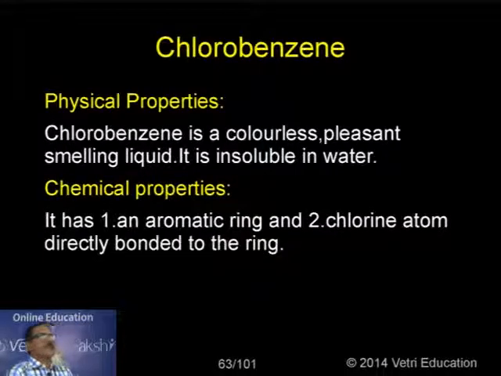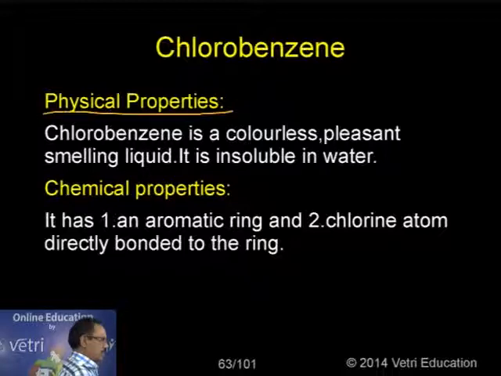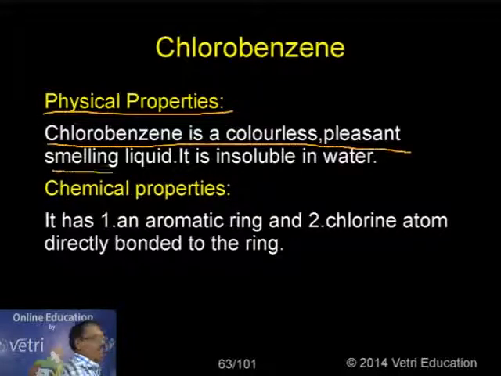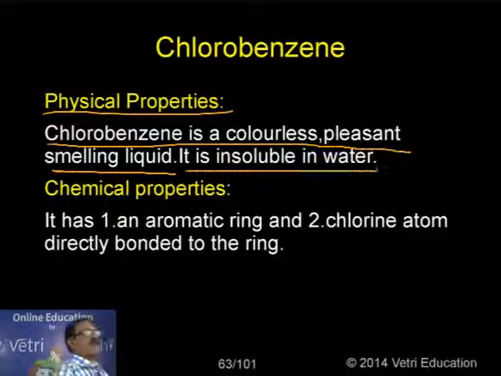So next, let me discuss the properties. Under the physical properties, let me give some information. Chlorobenzene is a colorless, pleasant smelling liquid. And also, it is insoluble in water. This is the most important physical property.